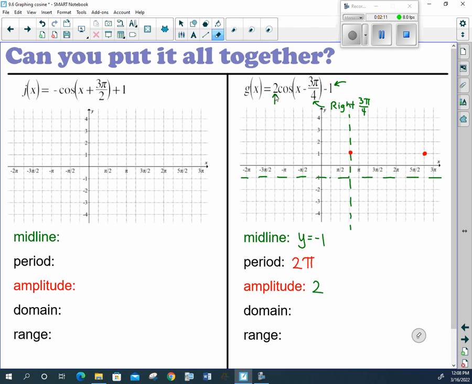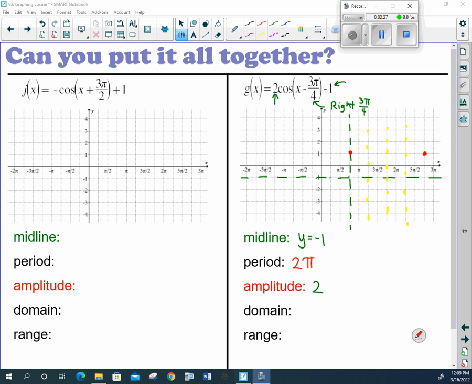And now we've got to cut that into 4 equal parts so that we can put in our key points. So here's the middle, and the middle of that, and then the middle of those. We're divided into 4 equal parts. Okay, now we'll go ahead and put in the rest of our points.